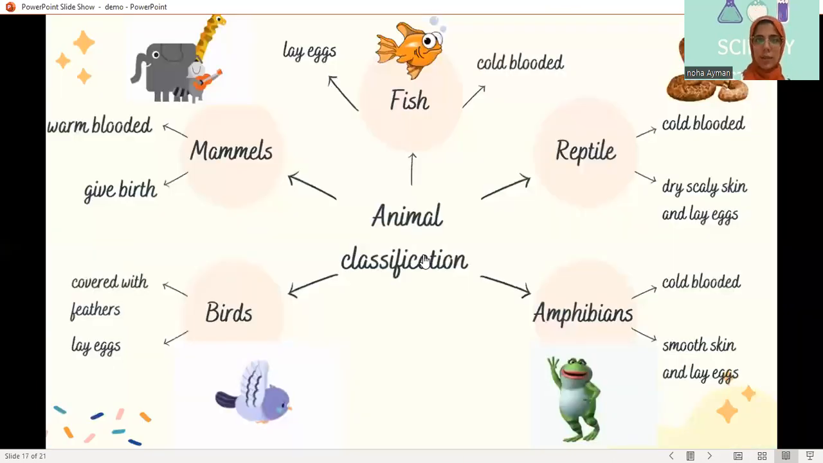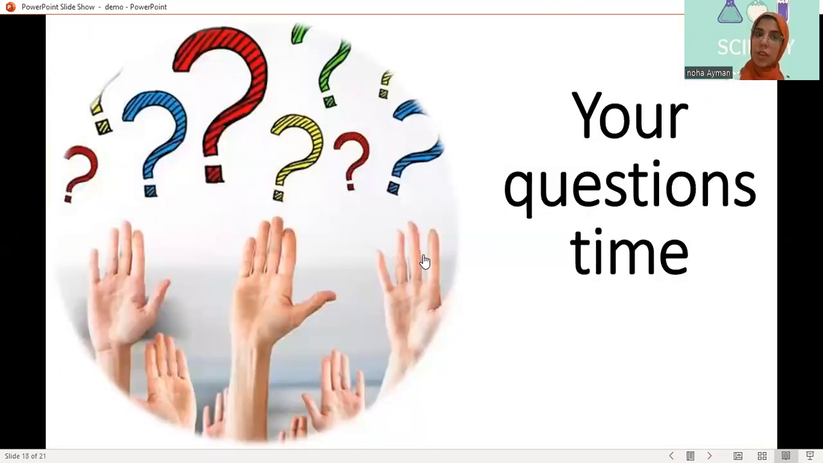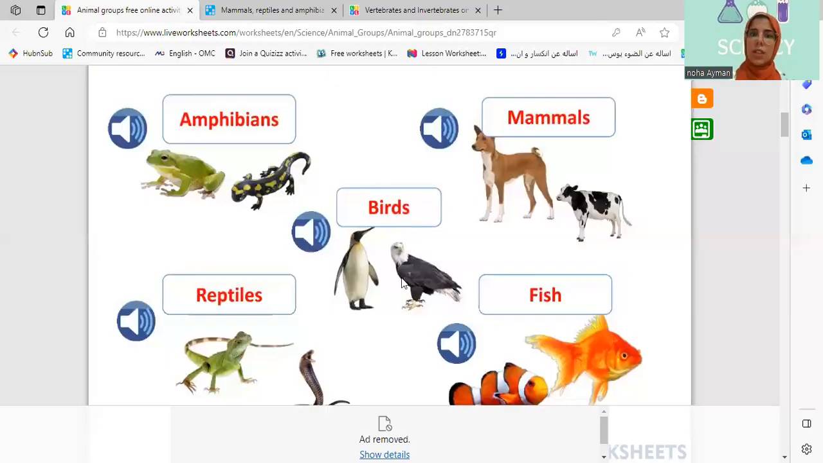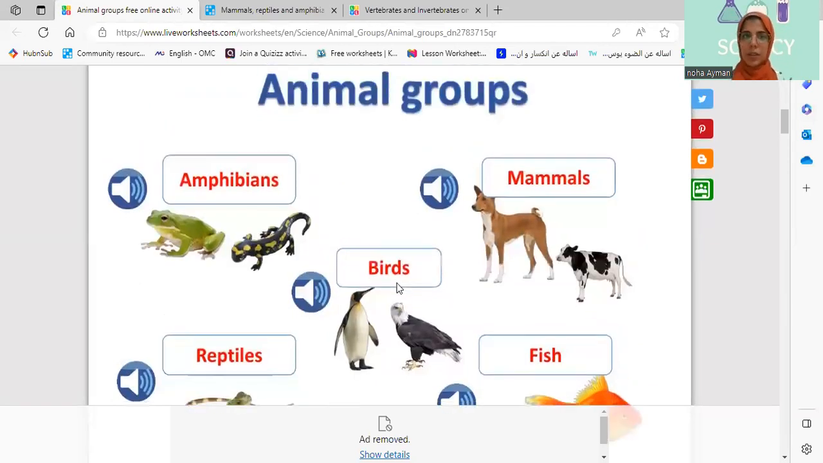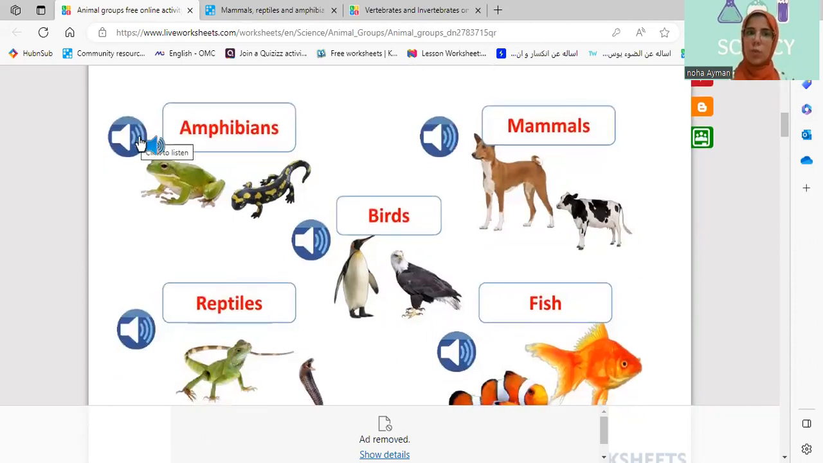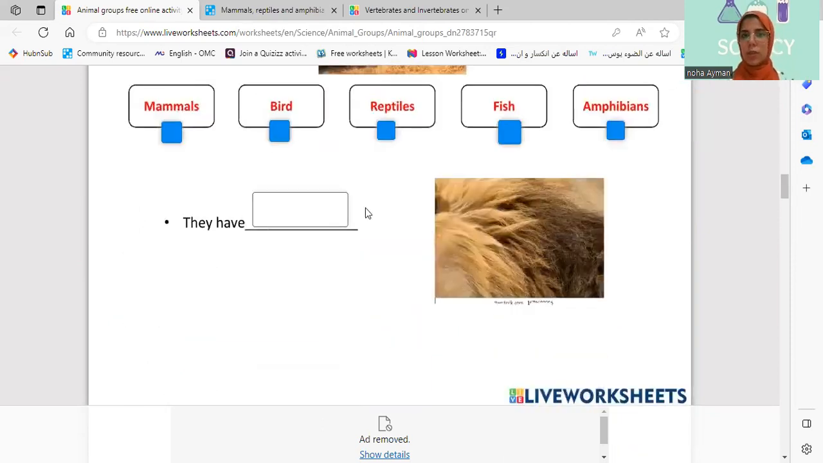Let's go back here. Now it's time for your questions. If you have anything to ask about, I will give you 5 minutes for your questions about our session today. And at the end, we have another game. This time, this game is going to be a reminder because here we have the words. We talked about the animal groups, or the classification. You can listen to the words and then use the information we learned to solve this assignment. And please send me your answers by email.